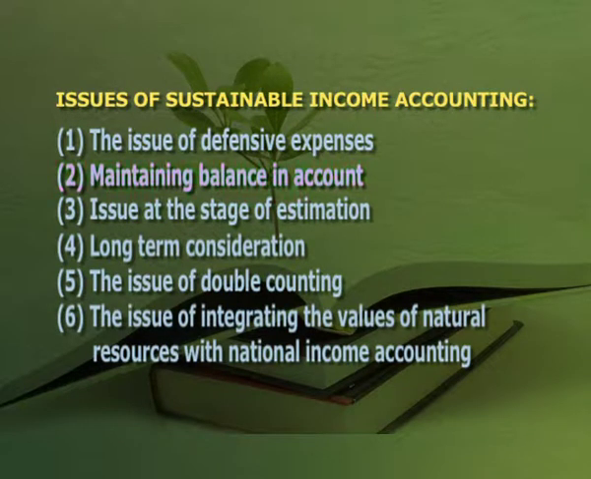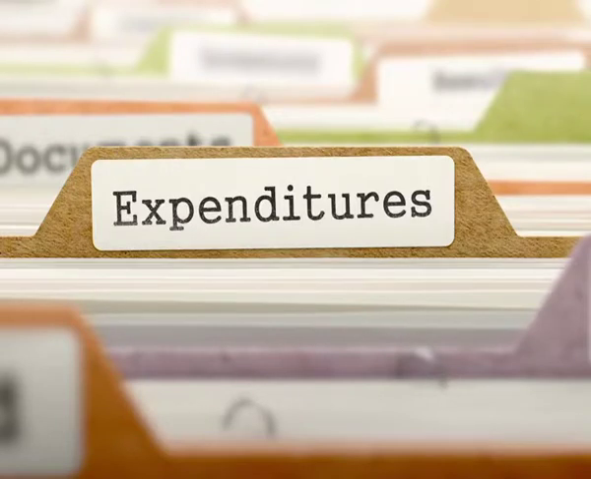Number 2, maintaining balance in account. Income accounting is a balance between income and expenditure. It is not enough to account for externality only at the level of expenditures. There has to be a balancing account at the income or value added levels. How does one deal with income earned from working with environmental management programs? For instance, a pollution abatement program creates value added in terms of wages and profits, but from the expenditure side, it does not improve the welfare of people paying for it.